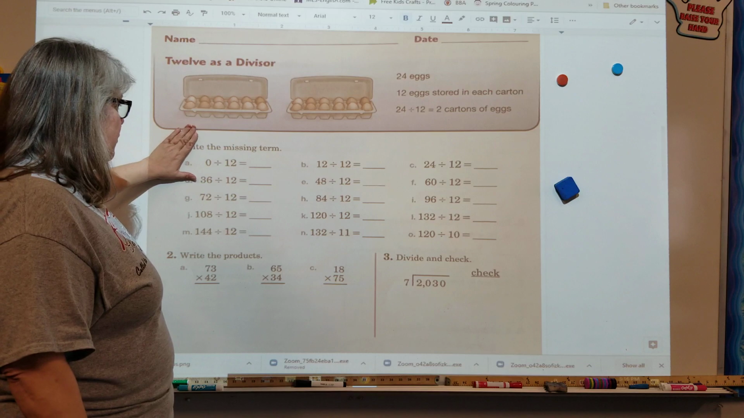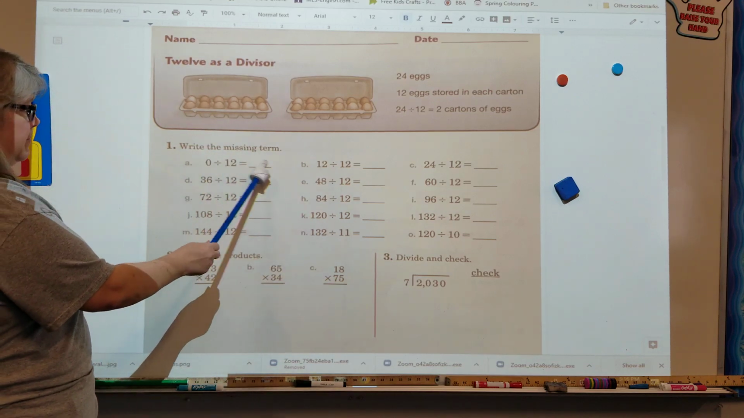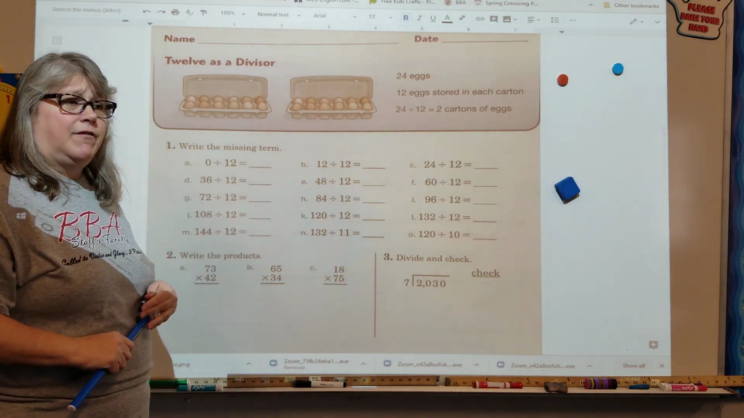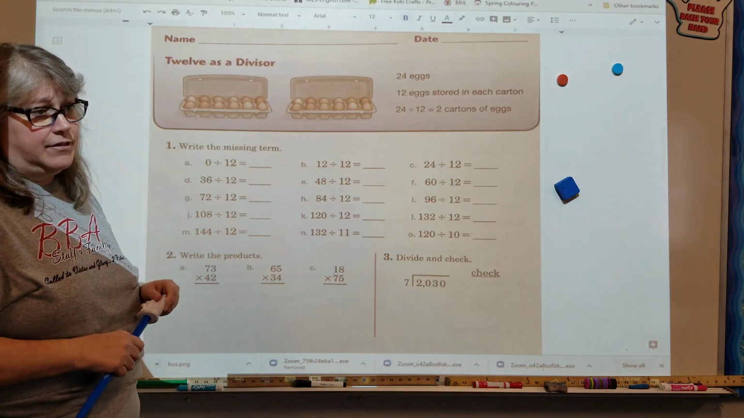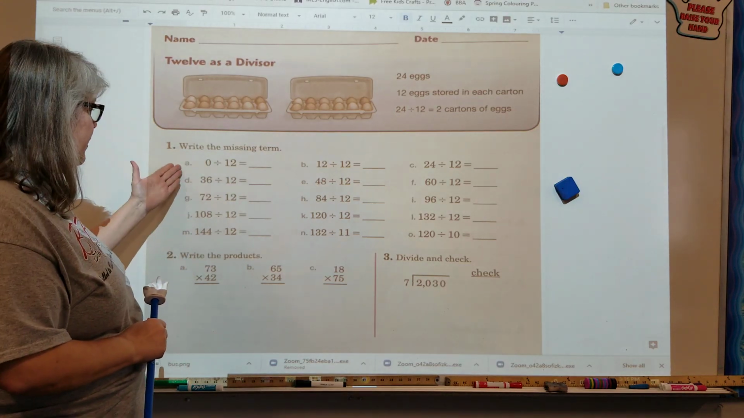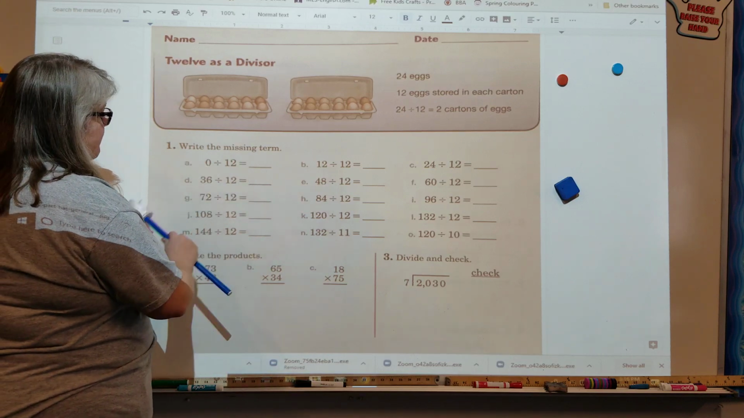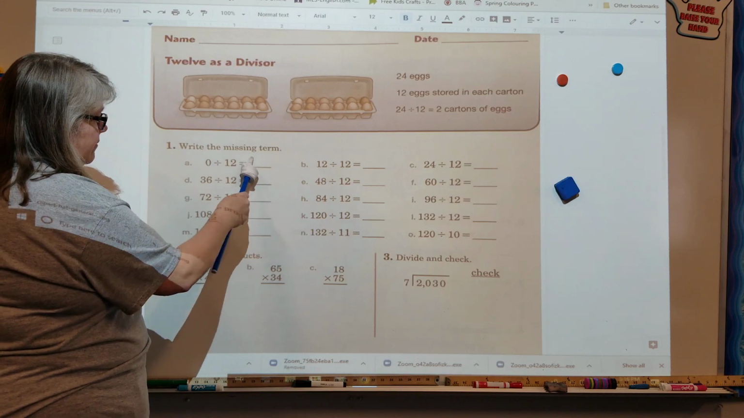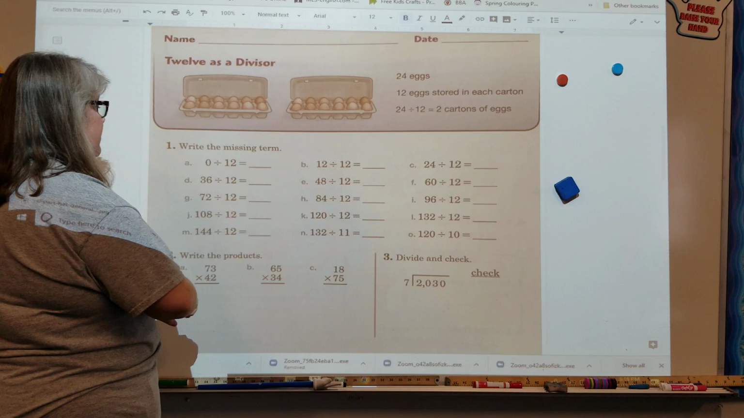Now, if you look right here, we're going to fill in these quickly. Write the missing terms. They're really kind in our textbook the first time we do the divided by 12 and any of the other division and multiplication. They'll put it in order going across. This is A, B, C. So if I have 0 eggs, I'm not going to need any containers because I don't have any eggs. Anytime you have 0, it means none or empty.